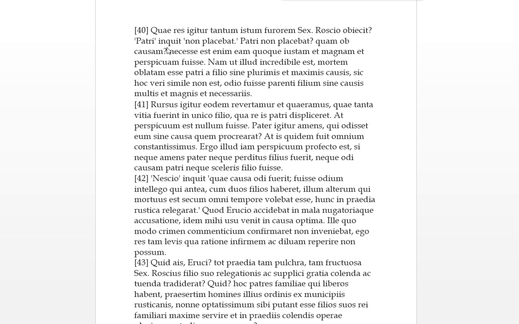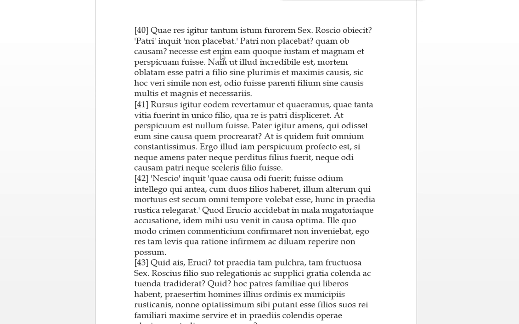Inquit, said the accusation, to his father. He did something that wasn't pleasing to his father. This is quoted. And then patri non placet, so he wasn't pleasing to his father. Quam ob causam. What was this cause? What was this reason? Ob means because of. Quam ob causam is pretty common for why.